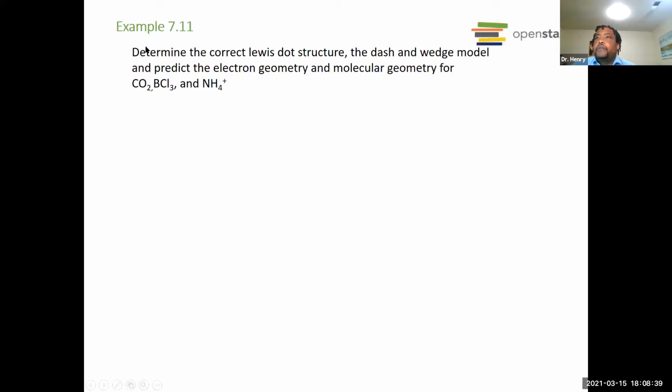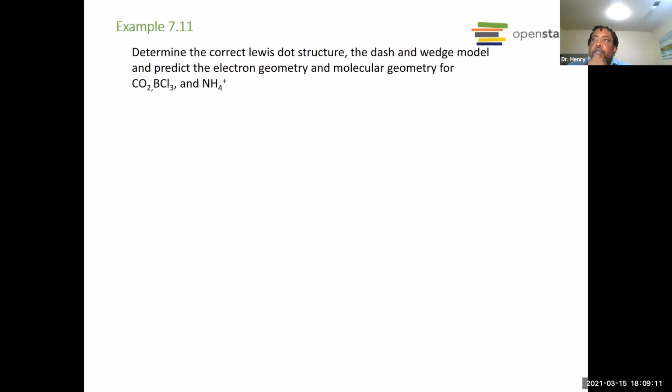Okay, so now I'm going to have you guys determine the Lewis dot structure for carbon dioxide, BCl3, and ammonium. Then I'm going to show you how to draw the wedge dash. And then we will predict the electron geometry and the molecular geometry.